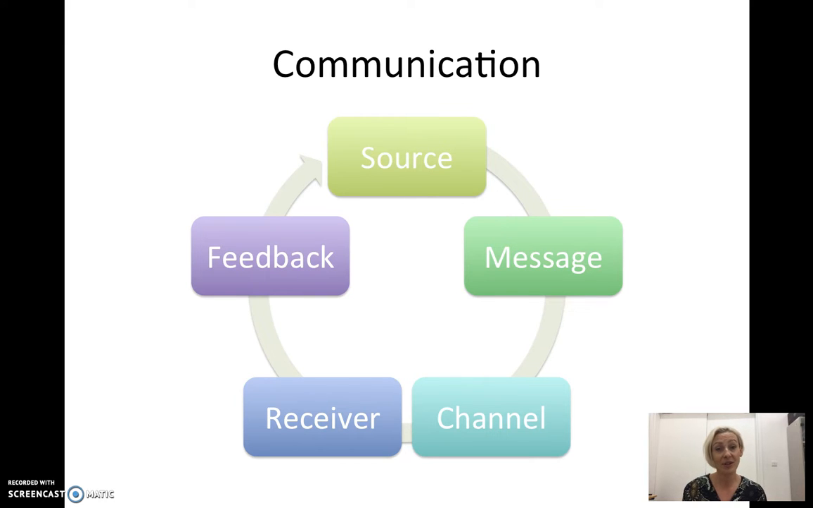And then after the receiver gets the message, he can give me feedback. So you can say, I didn't understand. And then I can try to explain it better. Or you can just respond to my message. And this way, you will then become the source who sends the message that comes to me as the receiver. So this is the basics of communication.